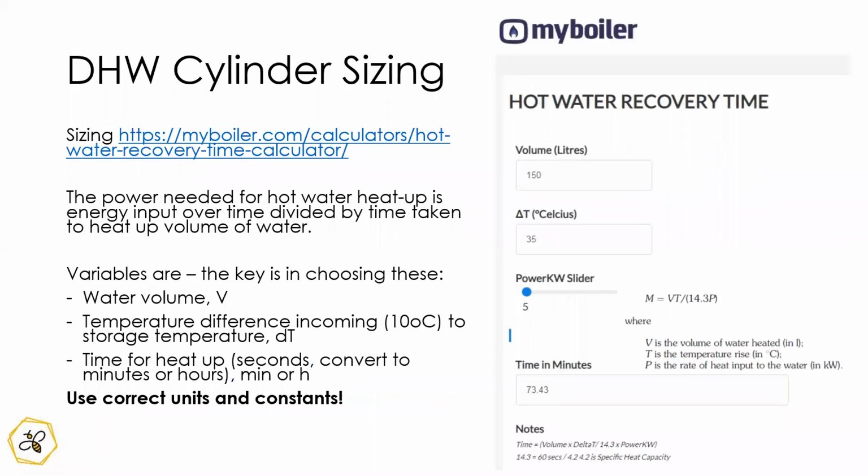So let's say you're going for a domestic hot water solution, and this is a simple calculator that you can find online. For this, you have to choose 3 variables: your water volume, the temperature difference between the incoming water, which we generally take to be 10 degrees over here, and your storage temperature, and then the time for heating all that volume of water up, so it's called your recovery time.